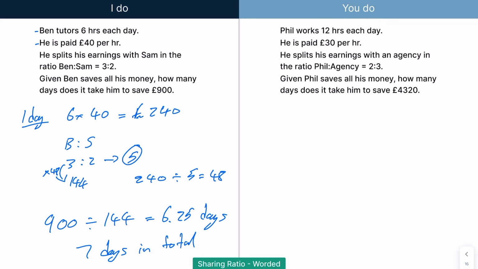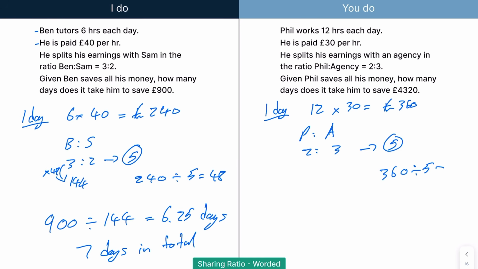So again, hopefully you've pressed pause and had a quick example on the right. Again, I would start by figuring out how much he earns in one day. So we have 12 times that by 30 and you get 360. So that's £360. Then write out the ratio. So we have fill to agency, which is 2 to 3, which again is 5 parts. So 360, divide that by 5, and you get 72. And then we just multiply that by 2, which is effectively just doubling that, which becomes 144.